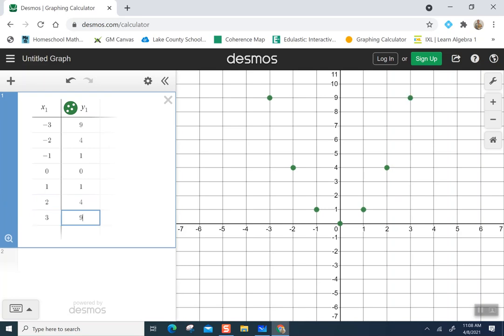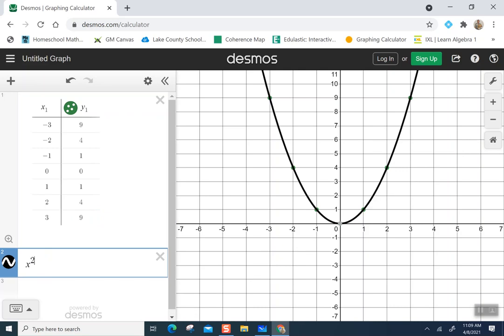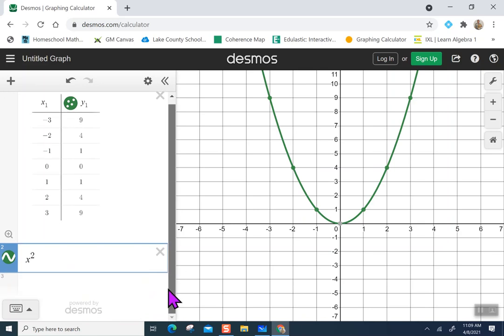Okay, now it looks like it did green, so we're going to try to keep the same colors so it's a little bit easier to see. So what we're going to do now is we're going to do the parent graph, which is x squared. And then I'm going to come over here with my mouse. With my left mouse button, I'm going to hold on that number 2, and I'm going to change it to green so everything has the same color.